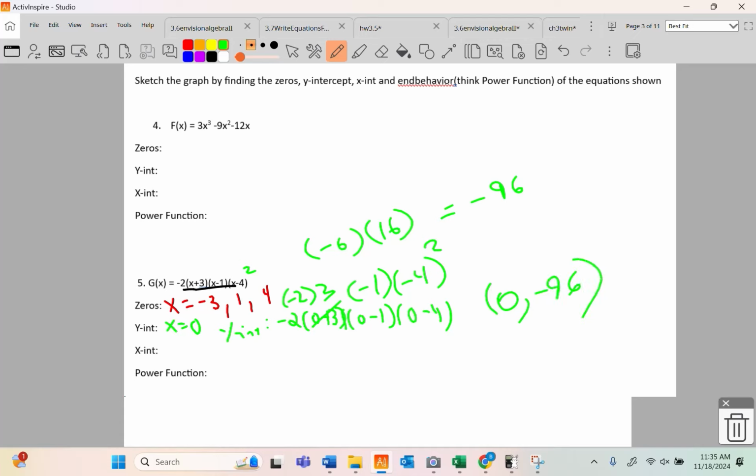I don't even know why I have x-intercepts written down. Does that need to be there? Why not? I mean, I guess you can take your zeros and put them in order of pairs. What's x equals -3 look like as an ordered pair? No, it's ordered pairs. -3, 0. 1, 0. 4, 0. What would the power function be?